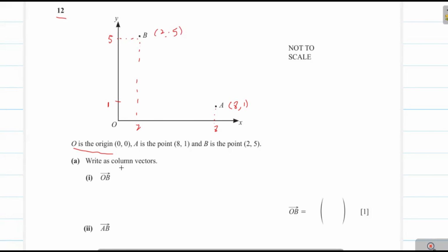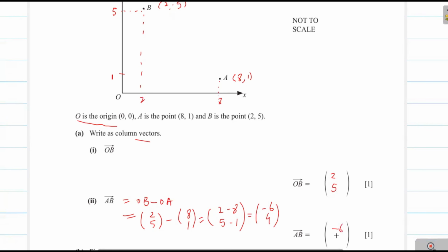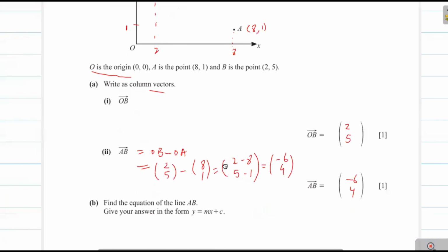Now the column vector OB is (2, 5). And next is the column vector AB, which is equal to OB minus OA. Here OB is (2, 5) and OA is (8, 1). Therefore, we can write 2 minus 8 and 5 minus 1. This is equal to (-6, 4), and this is the column vector AB.